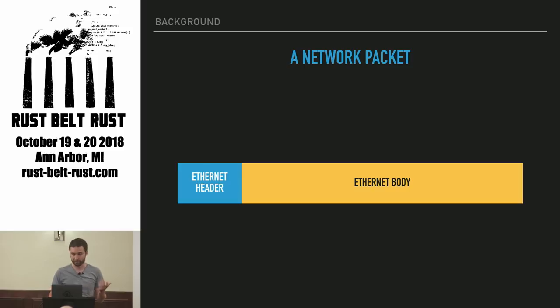Now, once we know what is in there, that might be a different format which we can go parse. So for example, we might discover that, oh, look, there's an IP packet in there. And then we can go pull out the IP spec and we can read it and say, oh, this is how you parse an IP packet. But from the perspective of Ethernet, it's completely opaque.